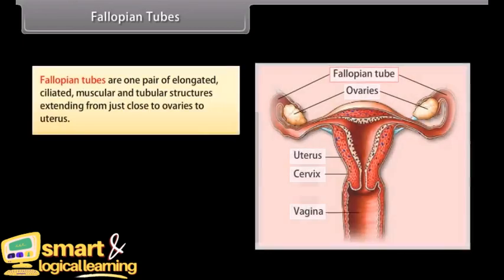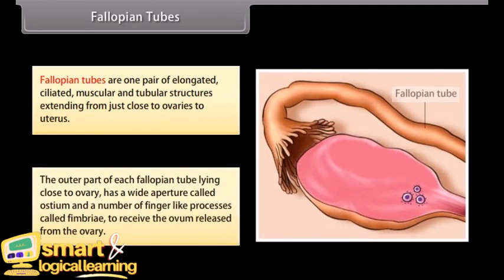Fallopian tubes. Fallopian tubes are one pair of elongated, ciliated, muscular and tubular structures extending from just close to the ovaries to the uterus. The outer part of each fallopian tube lying close to the ovary has a wide aperture called ostium and a number of finger-like processes called fimbriae to receive the ovum released from the ovary.